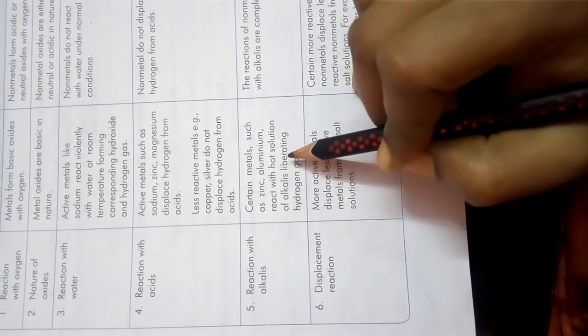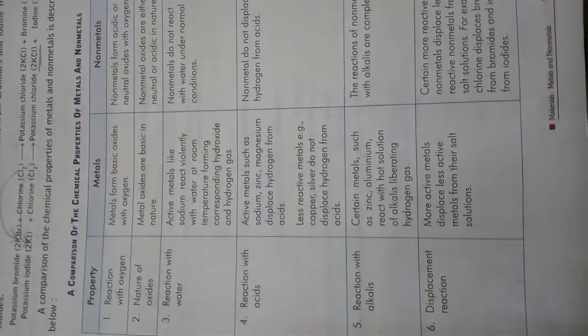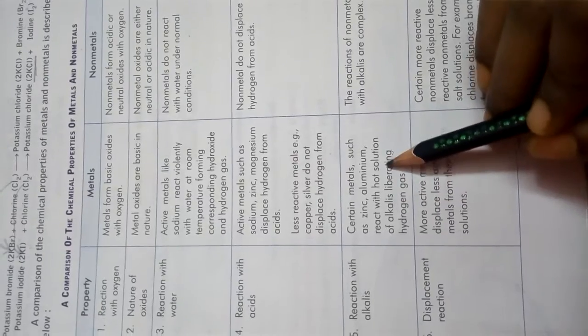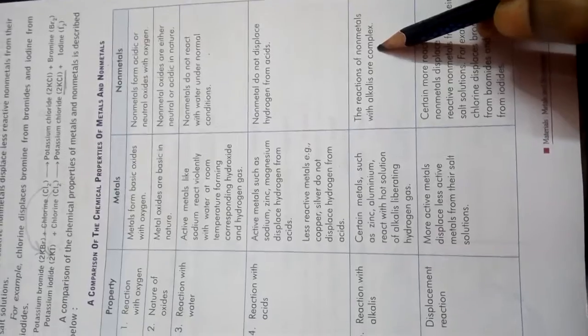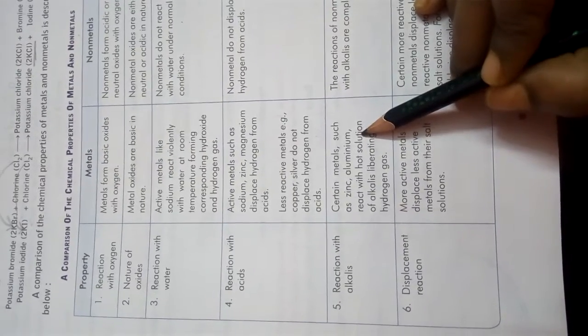Now coming to this one, reaction with alkali. Zinc and aluminum react with hot solution of alkalis, liberating hydrogen gas. But the reactions of non-metals with alkalis are very complex, which you will study in your higher classes. So some very reactive metals react with alkalis to liberate hydrogen gas.